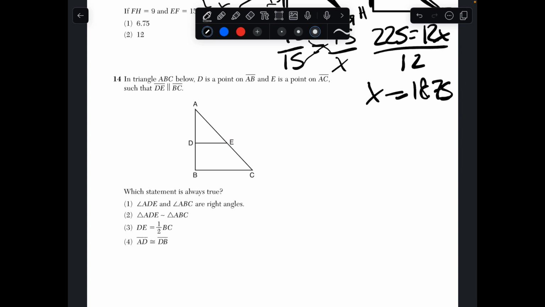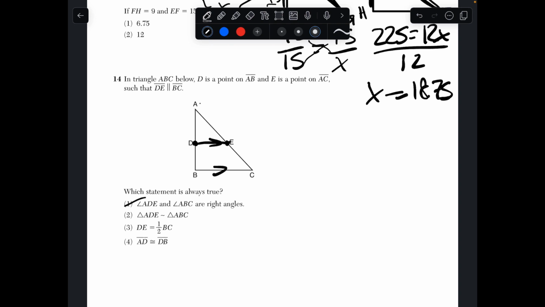Question 14. In triangle ABC below, D is a point on AB and E is a point on AC, such that DE is parallel to BC. Okay, so it is basically saying these points are on lines and they connect such that these are parallel. Which statement is always true? ADE and ABC are right angles. Well, they sure do look like it, but nothing in our givens can help us prove that.